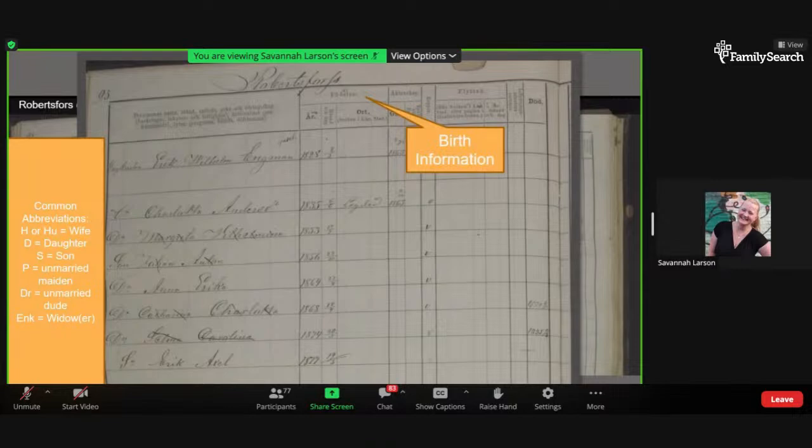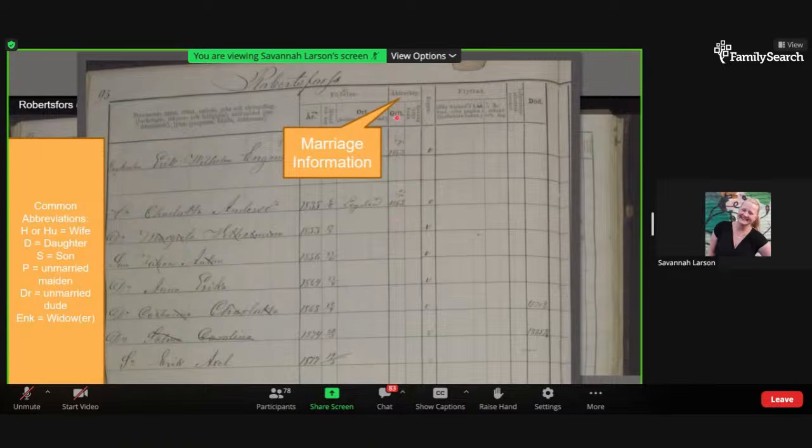The first big set of columns here, it's the first three actually, gives you birth information. This first column is the year, the second is the month and day, and the third is the place. Then you've got marriage information. So you've usually got the date here. And then if they are a widow or a widower, then you'll have the date of death for their spouse, the day they became a widow or widower.